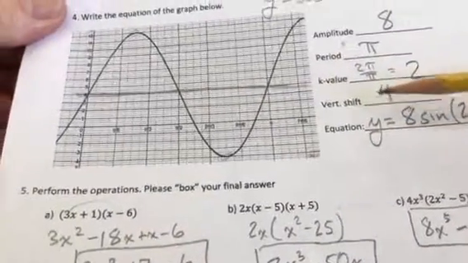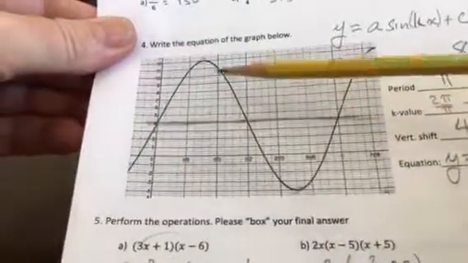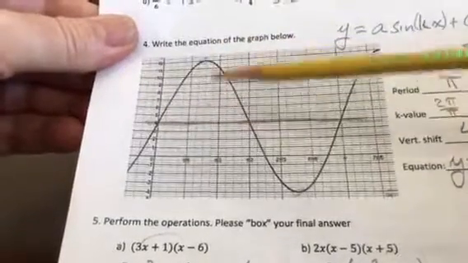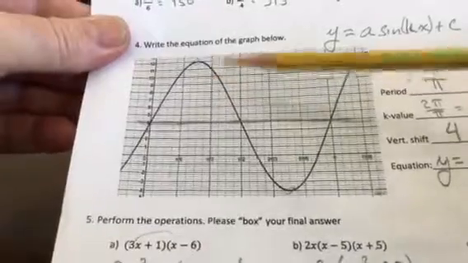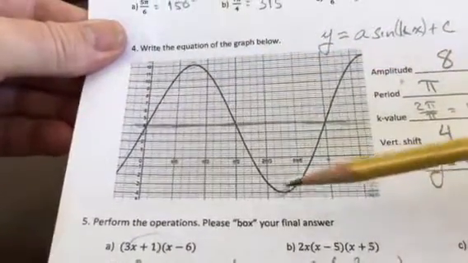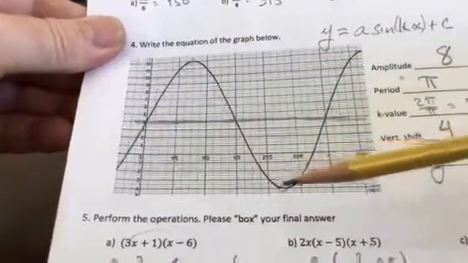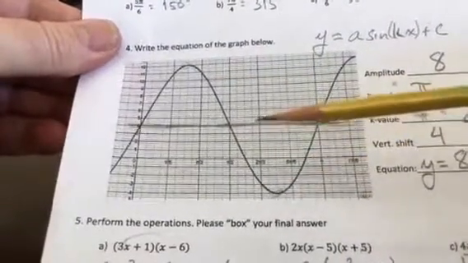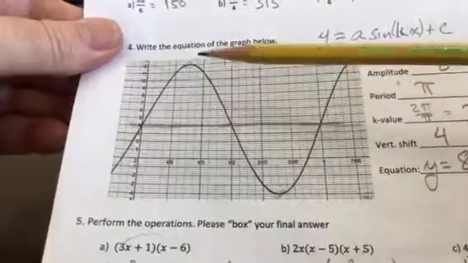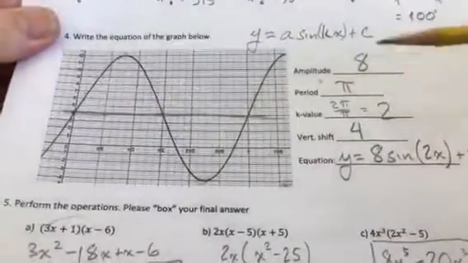Y equals 4. The amplitude is this distance right here from that midline to the top or to the bottom, or another way to calculate it is to take the highest point minus the lowest point and then divide by 2. So that's from 12 down to -4 is 16. 16 divided by 2 is 8. And that's the same distance right here, it's 8. So the amplitude is 8.